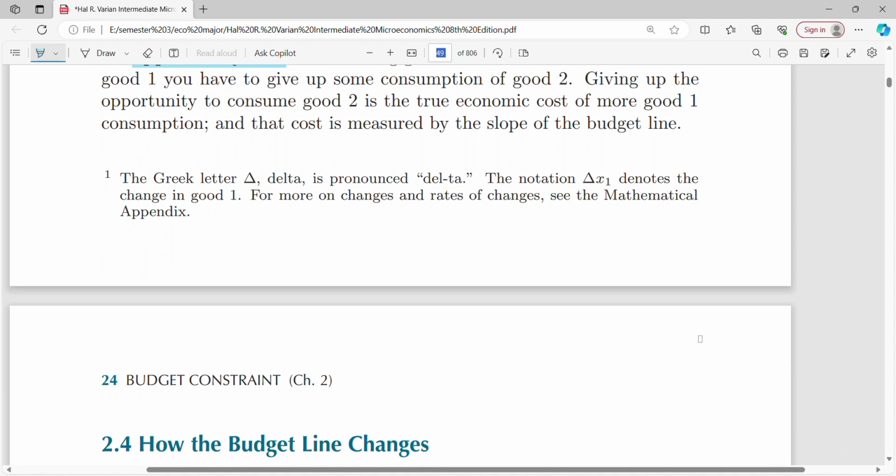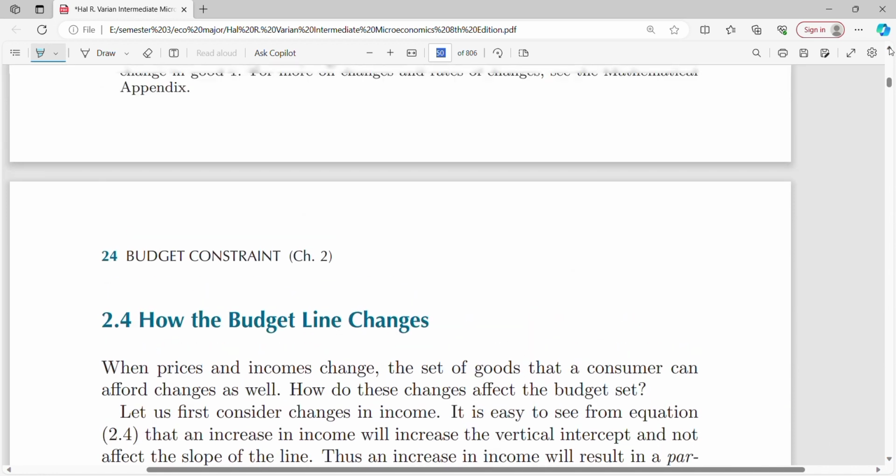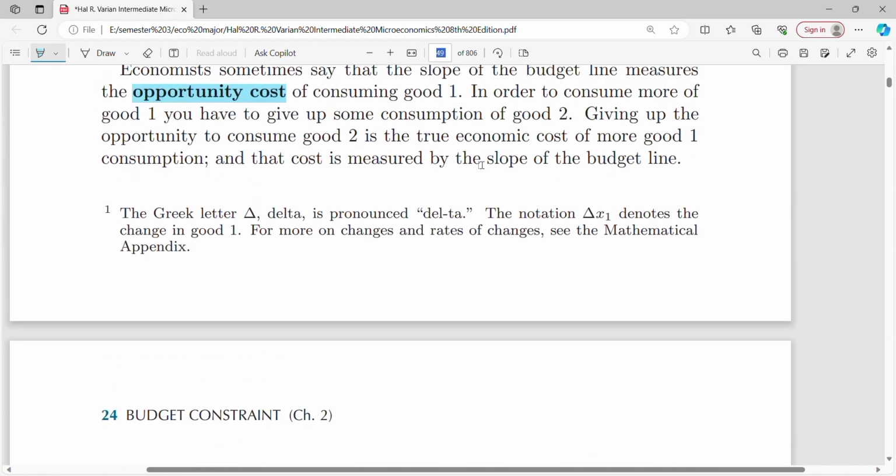So that's it with 2.3. Giving up the opportunity to consume good two is the true economic cost of more good one. So this is an important question. After the answer, you can sum up with this statement.